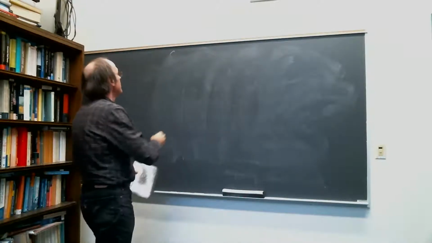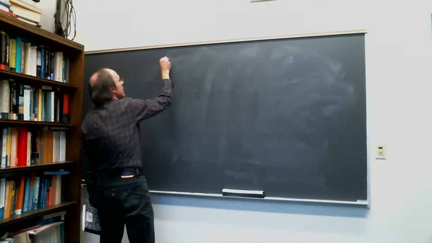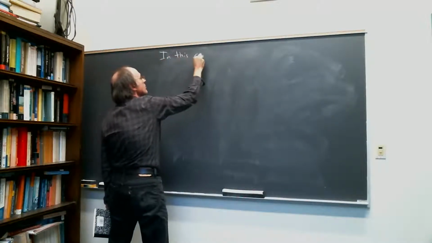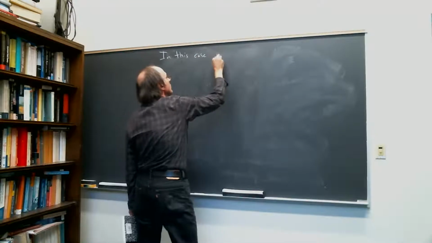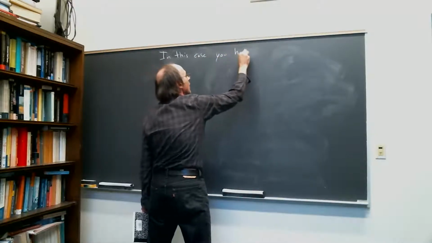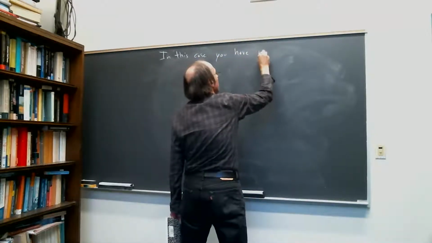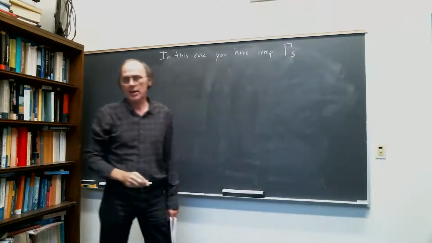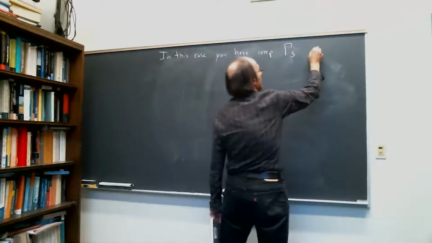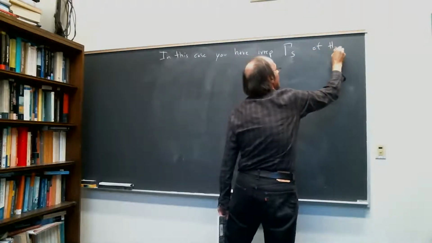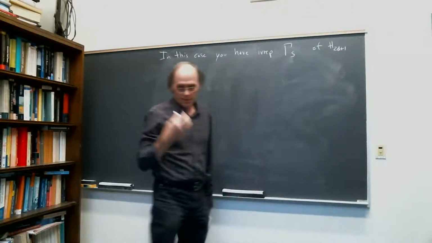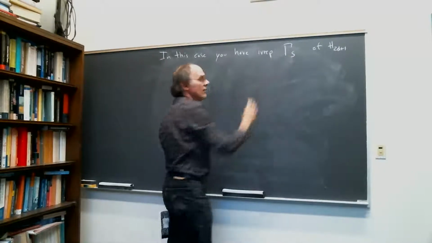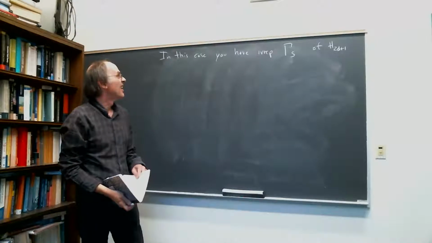So what you get here is, in this case, what I've always been calling gamma S, the Schrodinger representation of the Heisenberg group. This is the thing I've been talking about. It's the representation on functions in d dimensions.